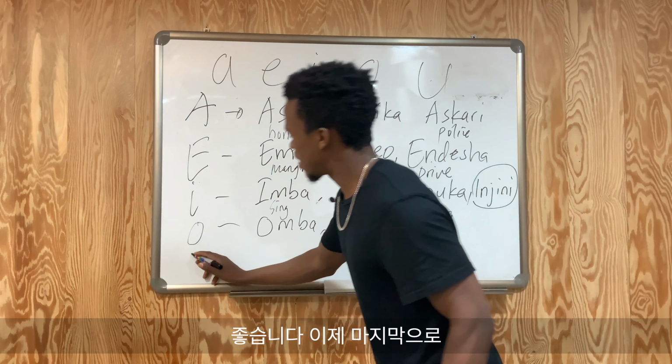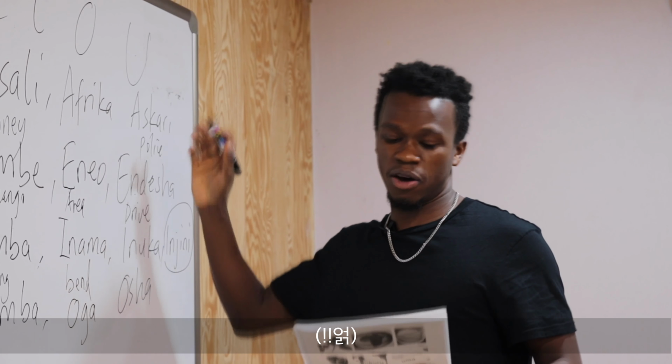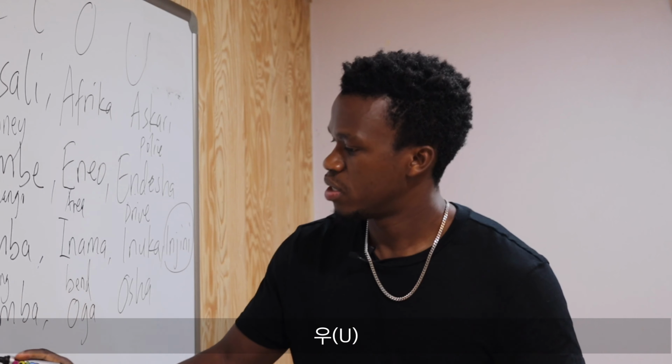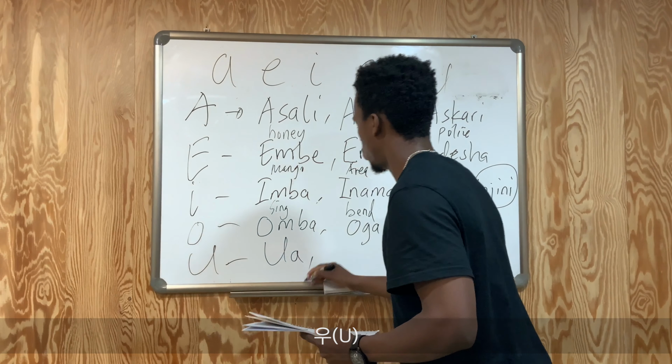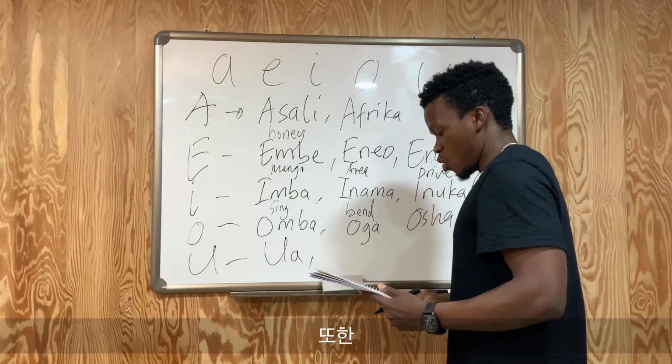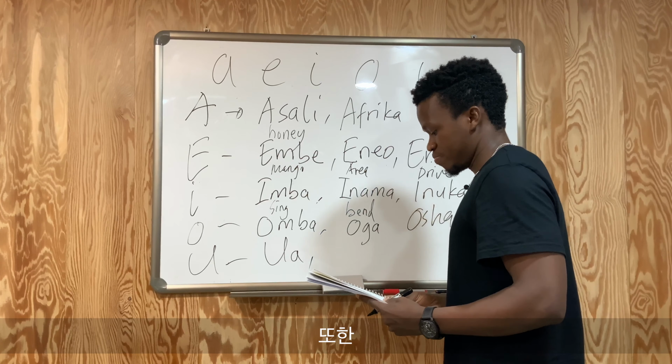All right. The last word is ua, ufagio, and unga. So ua is like flour. Ufagio is the thing used to sweep the floor, all right? That's ufagio. And then unga is flour.